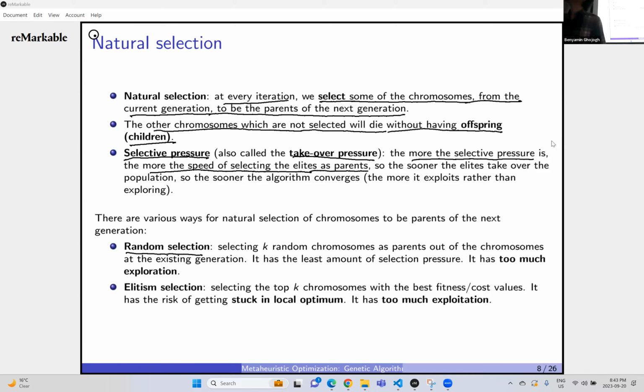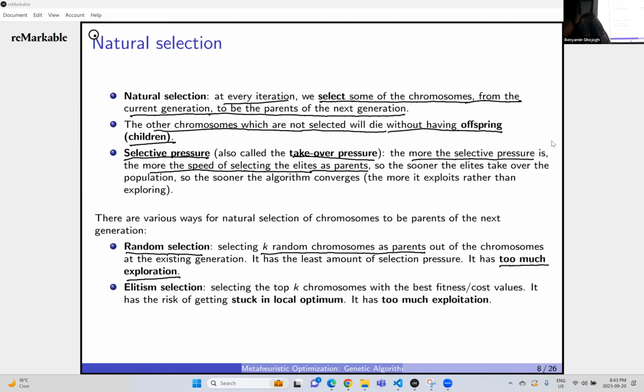What does it mean? Select K random chromosomes as parents. You don't even care about their fitness or cost. Randomly select K parents. Of course, its selective pressure is very low. You're not selective at all. It's just randomly selected, right? So it has too much exploration. Not even good, maybe.